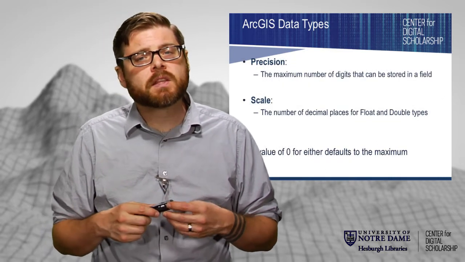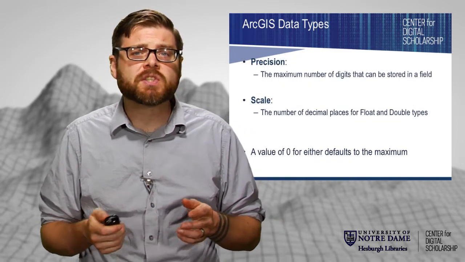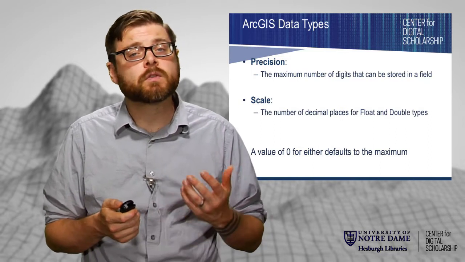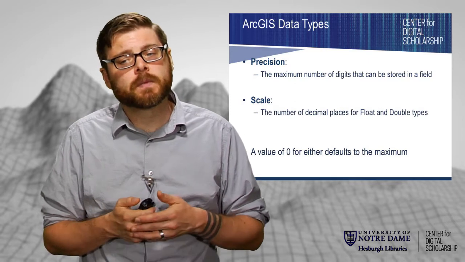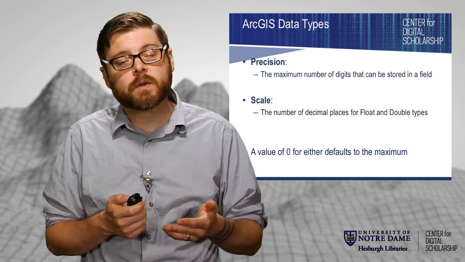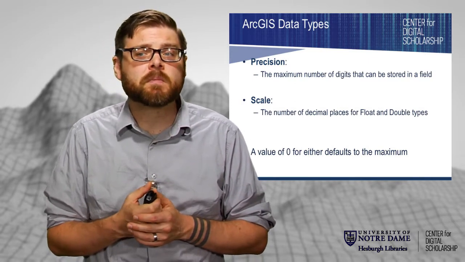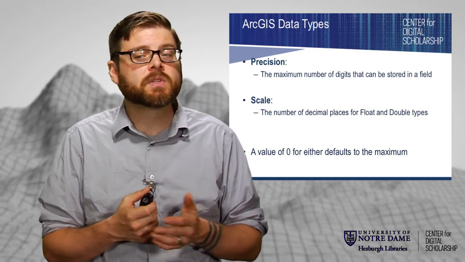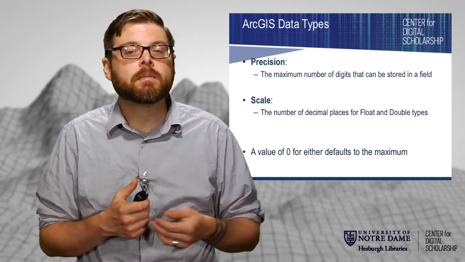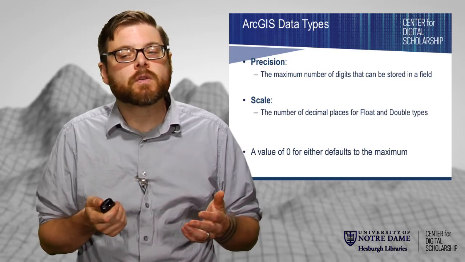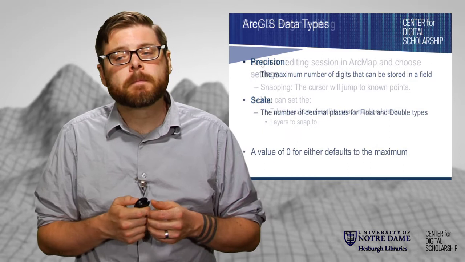Now, whenever we're creating these things, it's going to ask us about the precision and scale, particularly for numeric fields. For text, it's going to ask us the length of the field. When we're dealing with precision and scale, the precision is essentially the maximum number of digits that can be stored, and the scale is the number of decimal places for float and double types. Really, if we leave 0 for either one of them, it's going to default to the maximum.